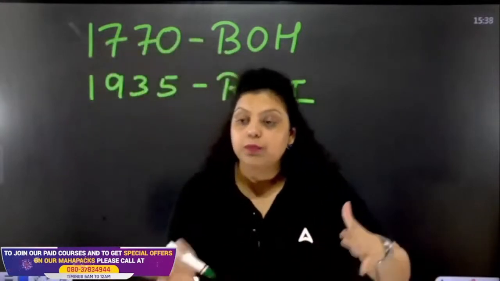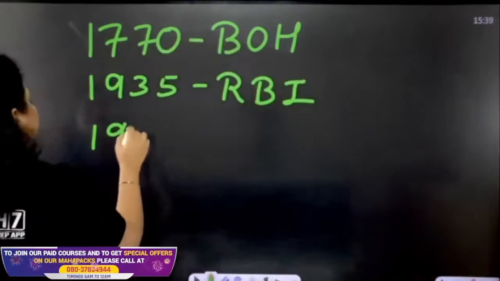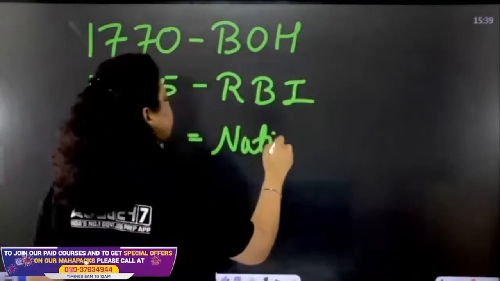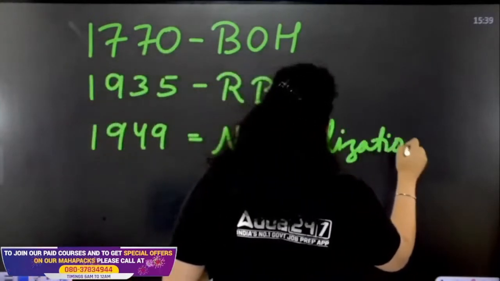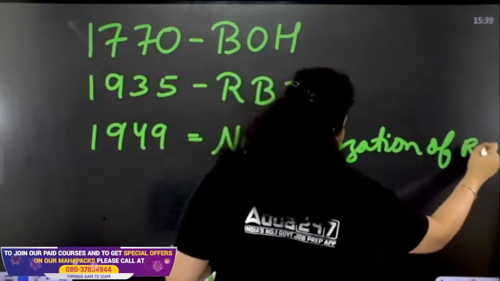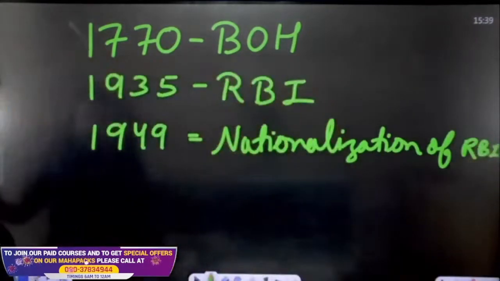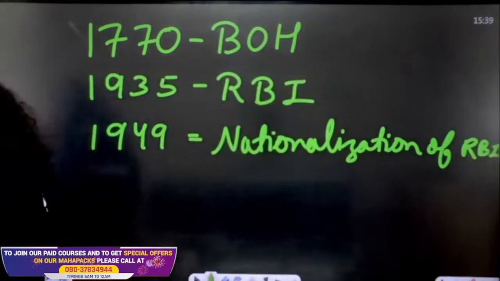But now the ownership of RBI has changed. Now RBI is the government's bank, and in the year 1949, on 1st of January, the nationalization of RBI was done. Since then, RBI is the Government of India's bank, because the Government of India purchased 100% shares of the Reserve Bank of the country. Clear?